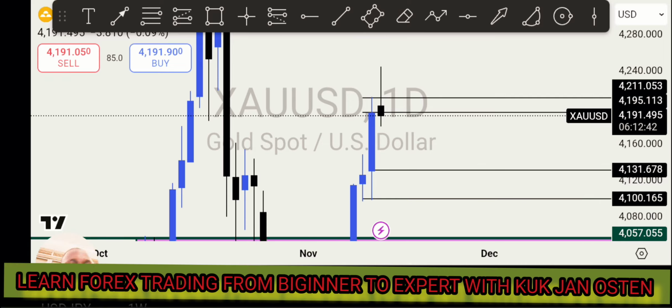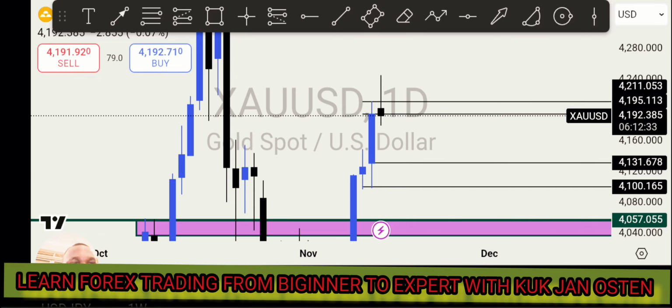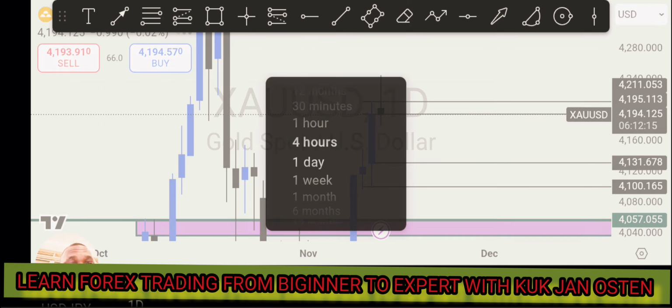So this is the first step: to mark our previous daily candle. After marking our previous daily candle, what are we going to do? We now start to see where our zones are. After marking our daily previous candle, we go straight to the 4-hour time frame.